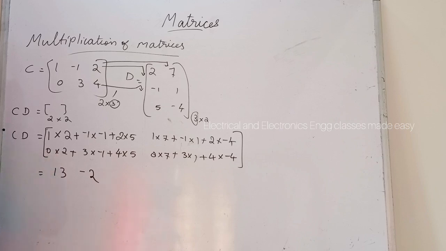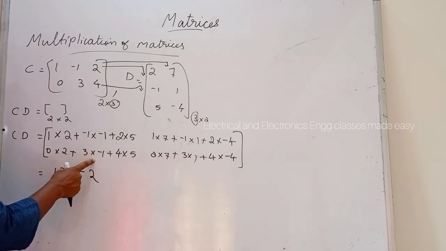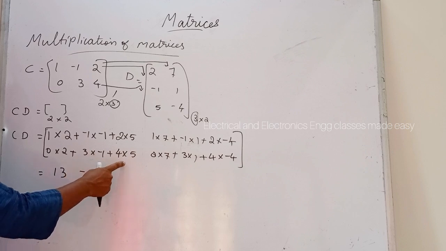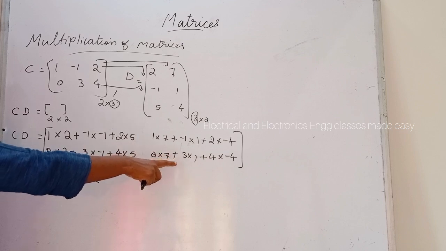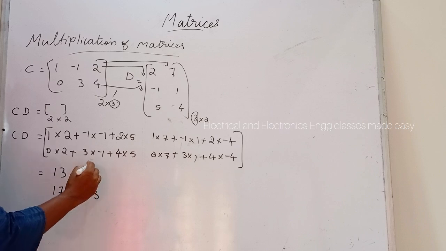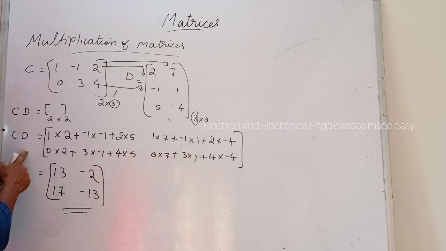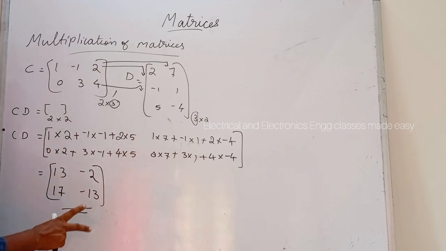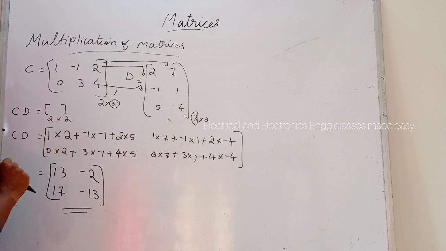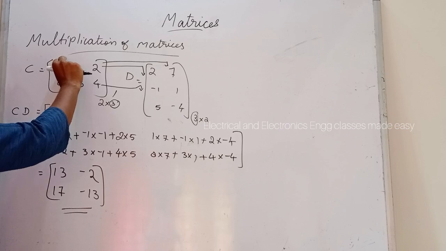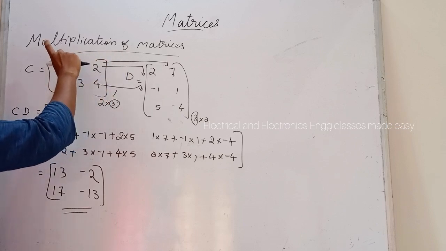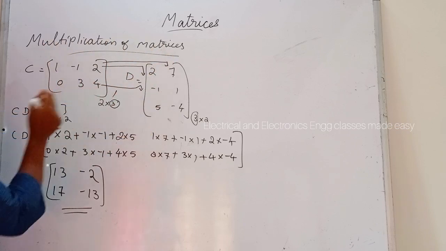Then here 0, then minus 3, then 20. So 20 minus 3, that is 17. Then 0, 3, then minus 16. So minus 16 plus 3, that is minus 13. So this is the product of the given two matrices. So in this way we are doing the multiplication of matrices. So here we have to take the sum of product of the corresponding row elements with the column elements.